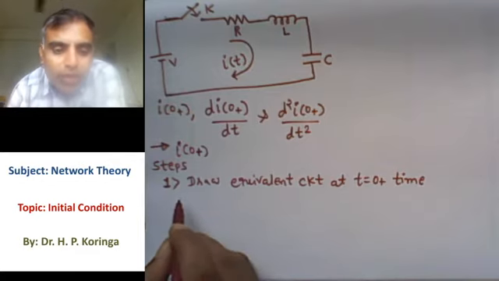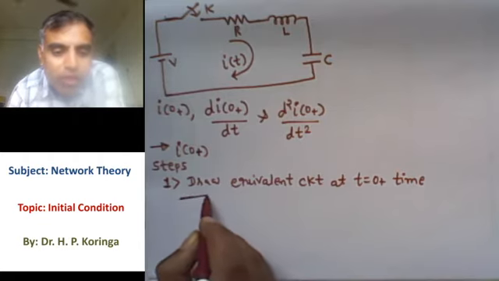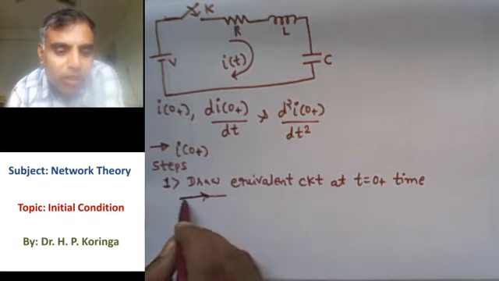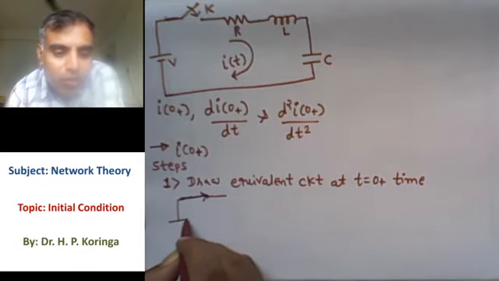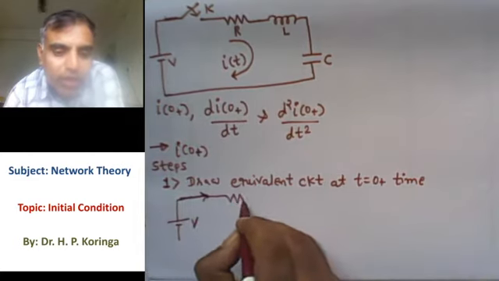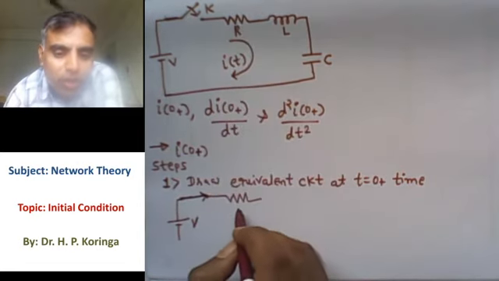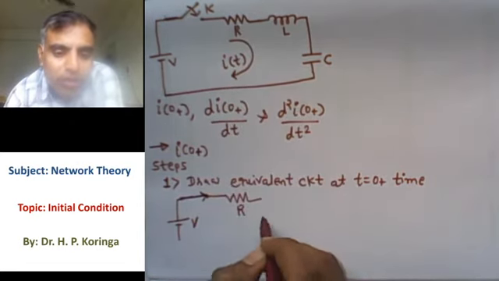So let's draw the network at t equal to 0 plus. What about the switch? The switch works as a closed switch. At 0 plus, it is the first moment after the switching, so it works as a closed switch. What about the voltage source? It stays as it is. The resistance at 0 minus is R, so at 0 plus it also works as a resistance of value R.